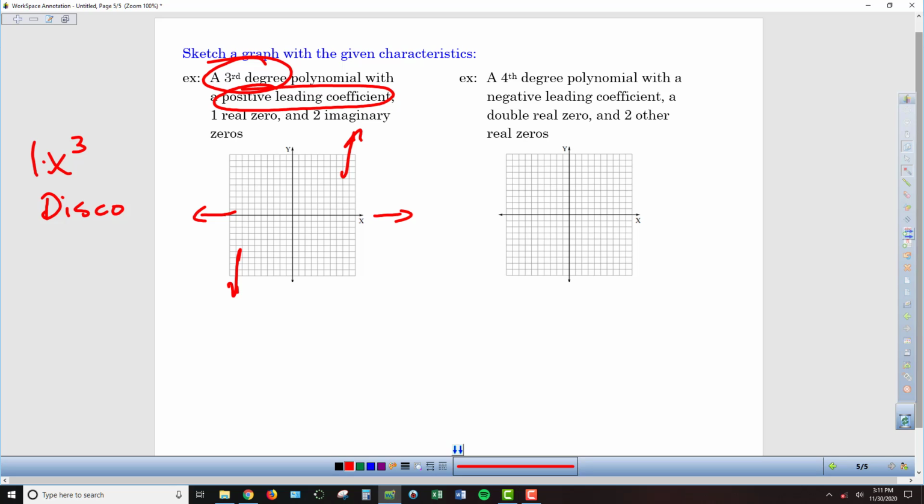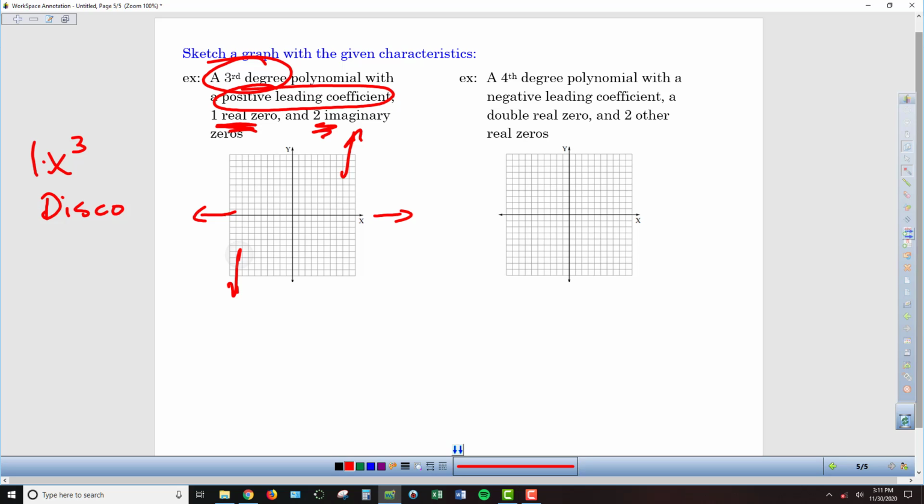Now, because it's a 3rd degree polynomial, we know we have 3 total zeros, but we're told that only one of them is going to be real, while the other 2 are imaginary. The fact that there's only one real tells us that there's going to only be one place that this graph is going to cross through the x-axis. And then there will be another change in directions that won't have enough, like I said before, oomph to get us all the way back to the x-axis.